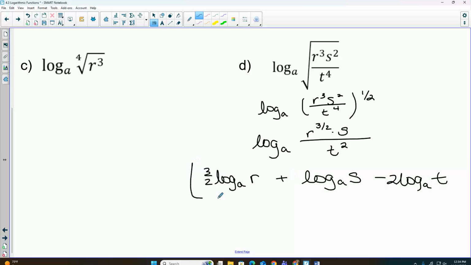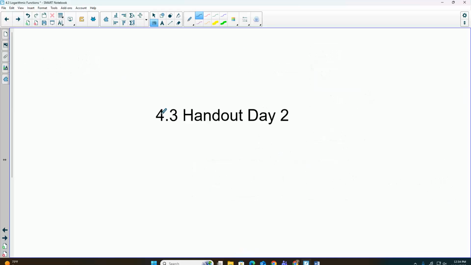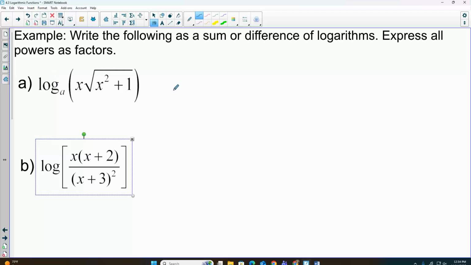So, as the expanded form is breaking it apart, like this, we don't have any more exponents or things being multiplied or added. Any questions there? So we're practicing using those properties today. So let's take a look at this one.